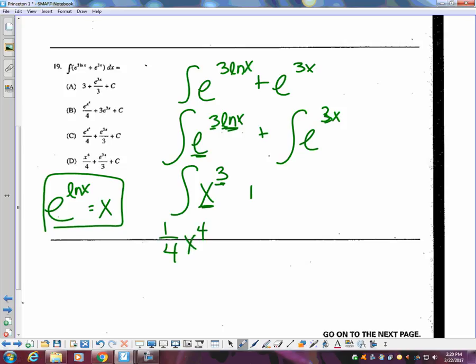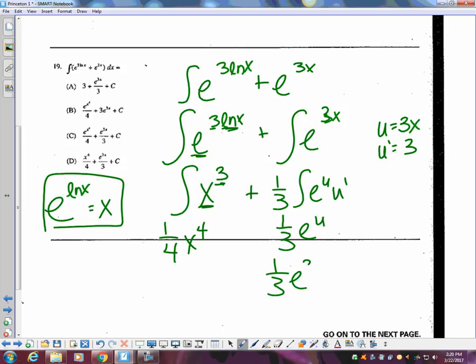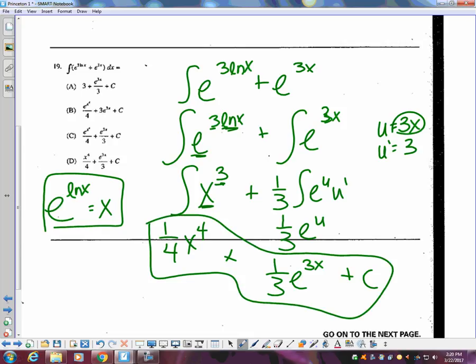Plus, okay, now this one, I've got to use some u-substitution. u would be my 3x, u prime would be my 3. So he needs a 3, so I'm going to give him a 1/3. And that would be e to the u, u prime. And that is just e to the u. e's are easy. But my e to the u is e to the 3x because that's my u. And then plus c. So that's D.